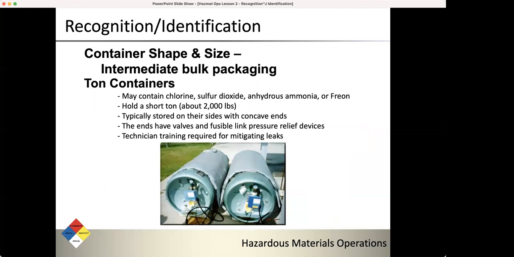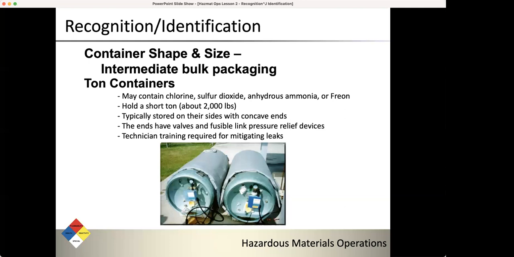Then we're going to talk about ton containers. These are mostly seen at water treatment plants or wastewater treatment plants. They may contain chlorine or sulfur dioxide, sometimes anhydrous ammonia or freon. The only ones I've ever seen are at a water or wastewater treatment plant containing chlorine. They're usually stored with concave ends, and all their fittings are on one end. They have fusible link pressure relief devices.